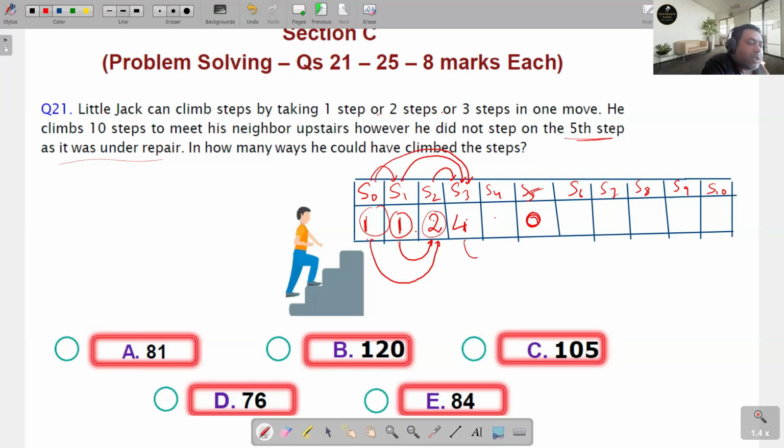Similarly for S4, either he'll come from here or from here or from here. So you add up these last 3 numbers. So what do you get? You get 7.